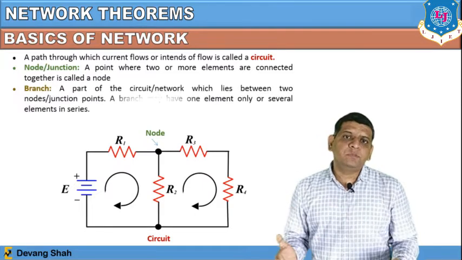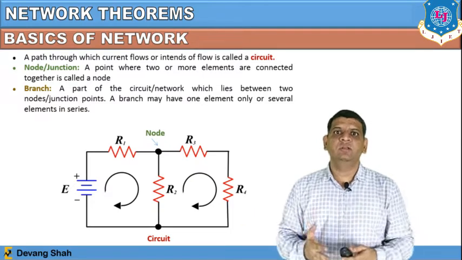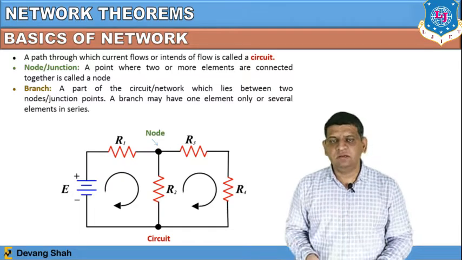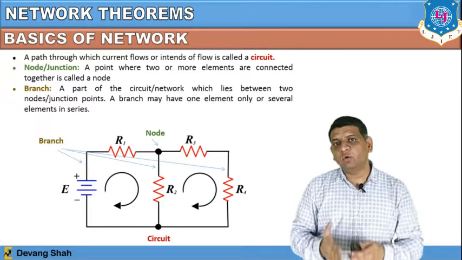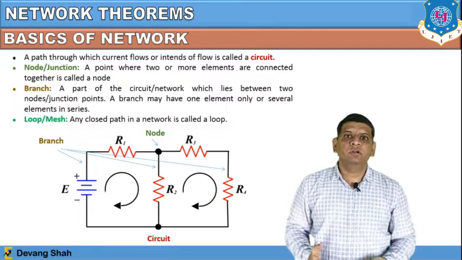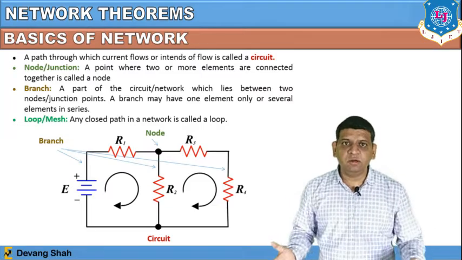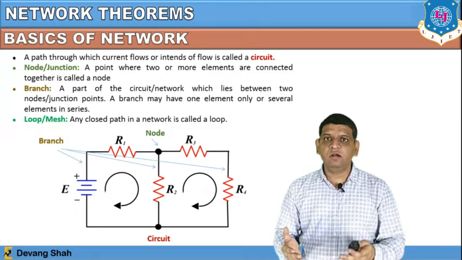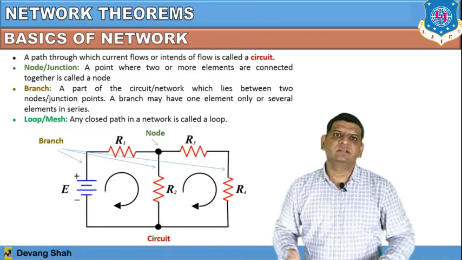Next is the branch, a part of the circuit or network which lies between two node or junction points. A branch may have one element or more elements in series. Here you can see there are three branches where the individual elements are connected. Our next important term is the loop. A loop or mesh is a closed path in a network. Ultimately the current must follow a closed path. You can consider it as a loop, or as a whole, a circuit.